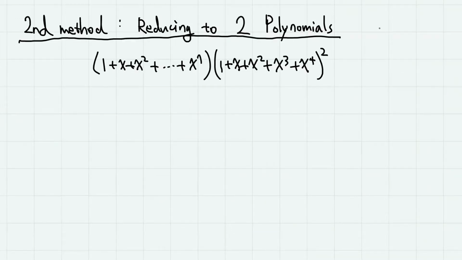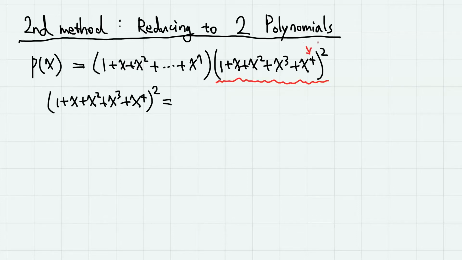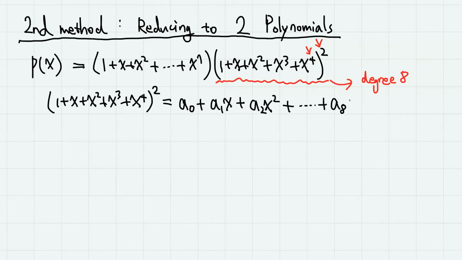Okay, now I will show you the second method. Here, let's call this given polynomial P(x). And here, for this part, you can see that from 4 and 2, this part is a polynomial of degree 8. So let us write this part as a0 plus a1x plus a2x squared plus ... plus a8 x to the power of 8.